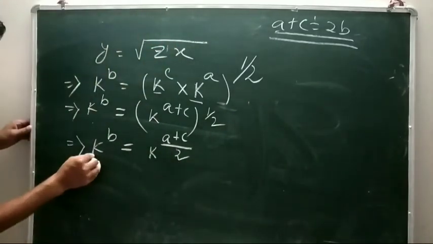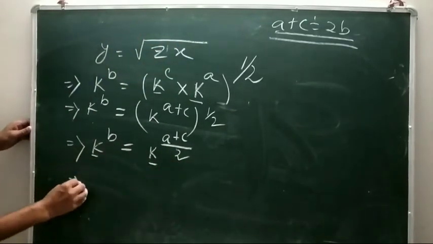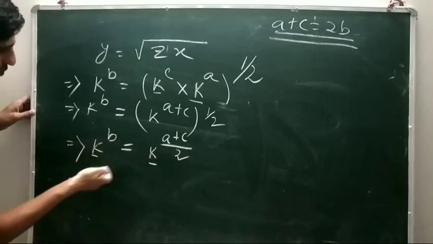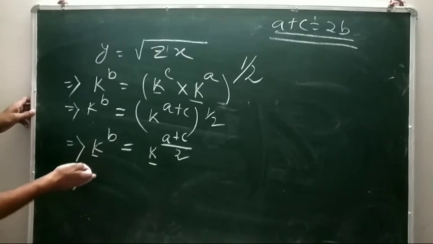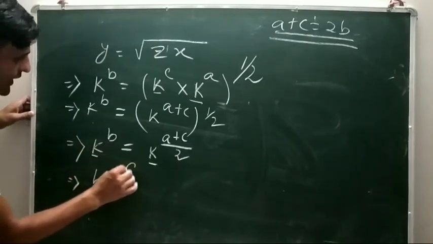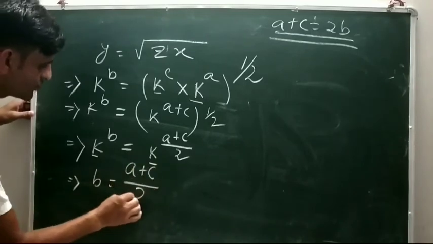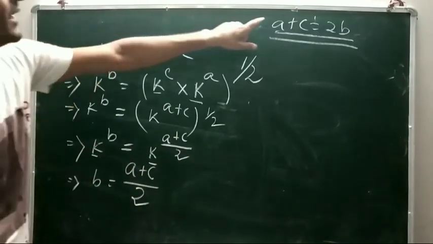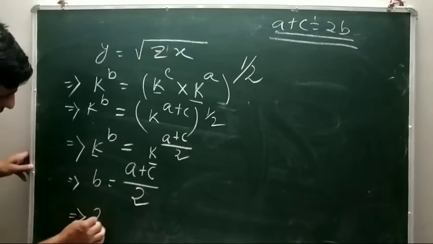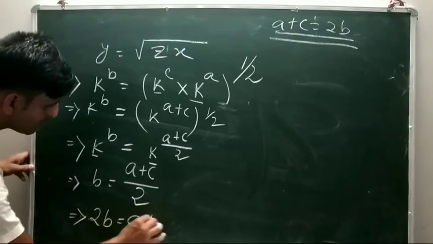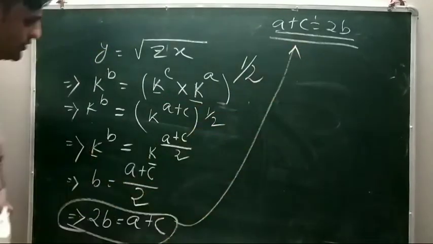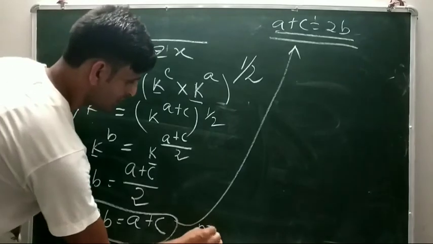Now let's see. These bases are same, so they are in division, which means we can cancel them. Division means equal sign. If we move to this part, it is division, so we can cancel it. Now b will be equal to a plus c by 2. So what do we have to prove? A plus c equal to twice b. If you do cross multiplication, twice b is equal to a plus c. That means a plus c is equal to twice b, which we had to prove. So we have just proved that.